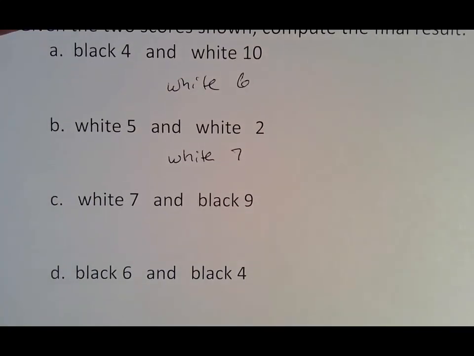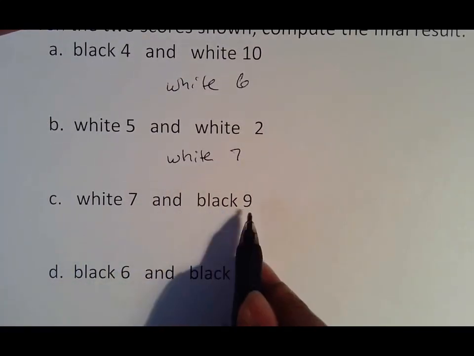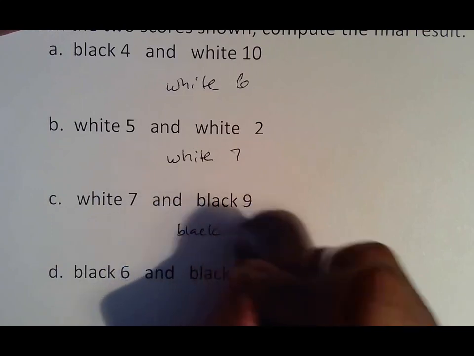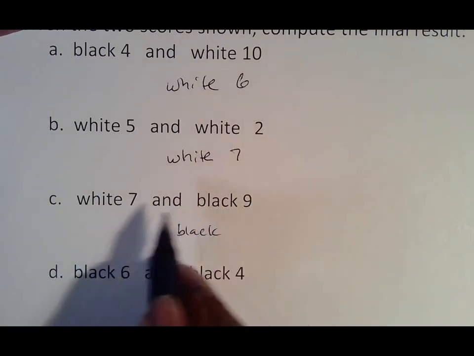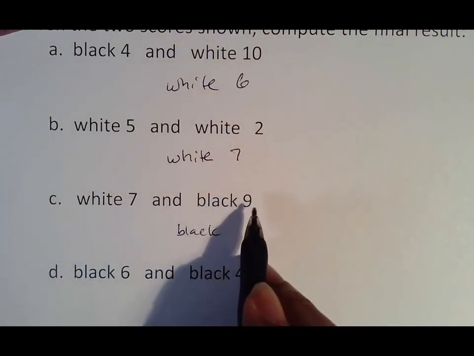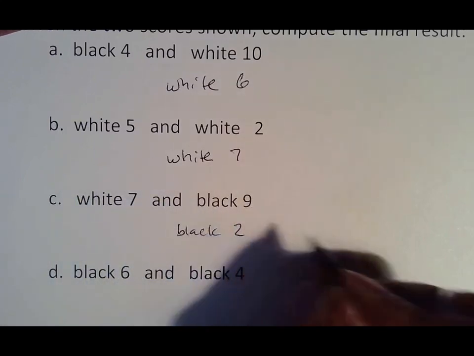White 7 and black 9. Well, who wins this would be black. And since it is 2 different scores, how much did black win by? To do that, you do 9 minus 7, which is 2.